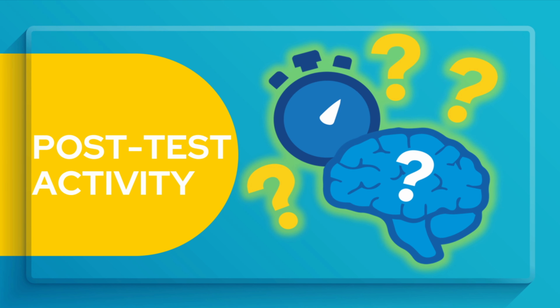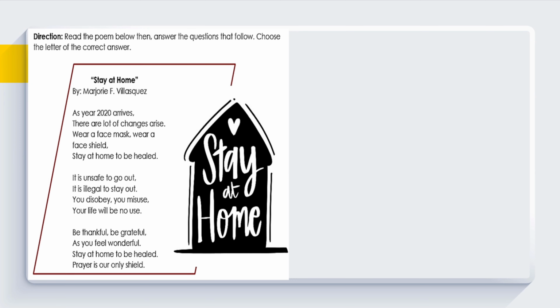Stay at Home by Marjorie F. Villas-Kess. As year 2020 arrives, there are a lot of changes that arise. Wear a face mask, wear a face shield. Stay at home to be healed. It is unsafe to go out. It is illegal to stay out. You disobey, you misuse. Your life will be no use. Be thankful, be grateful. As you feel wonderful. Stay at home to be healed. Prayer is our only shield.